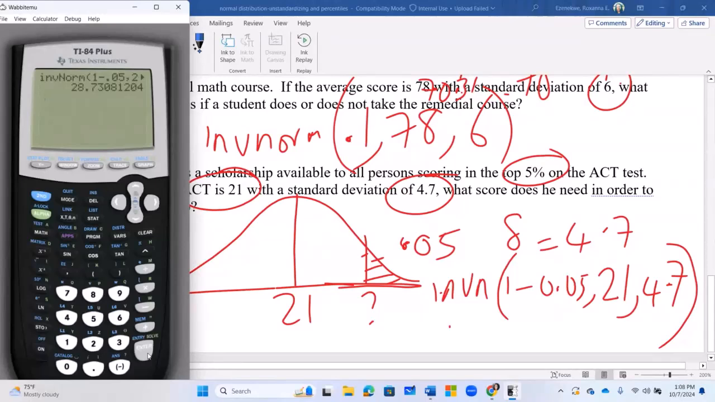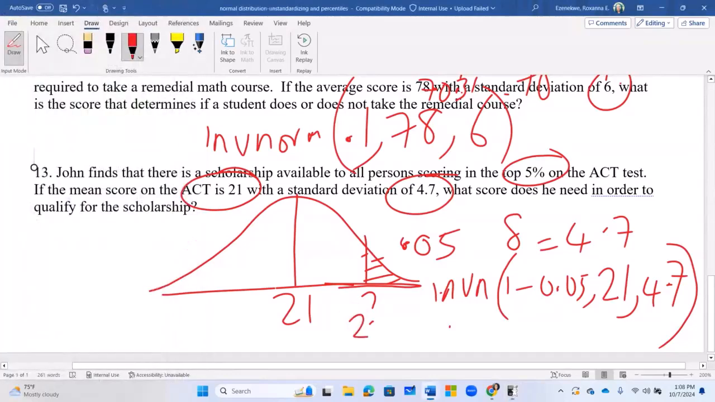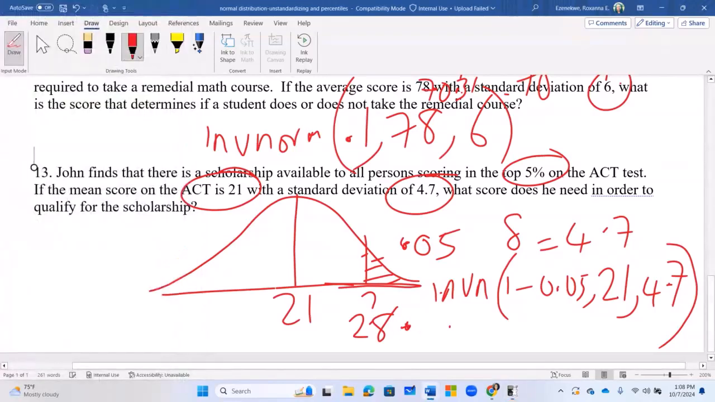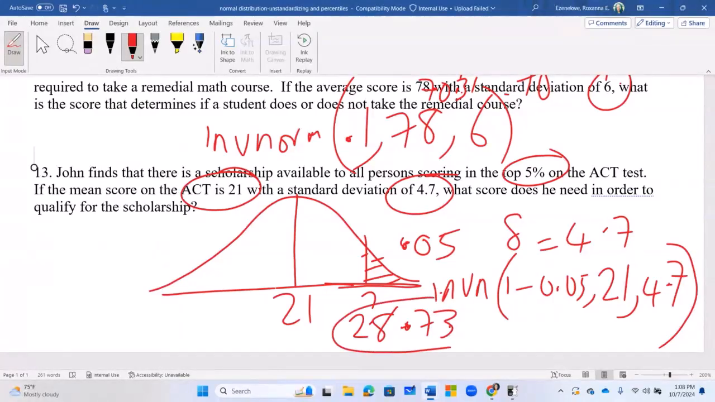So he has to score more than the mean, and he has to score 28.73 to get a scholarship on the ACT. He has to score above the mean, at 28.73, to get a scholarship. So that is the work for today.